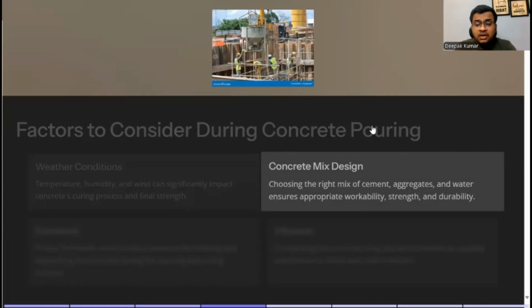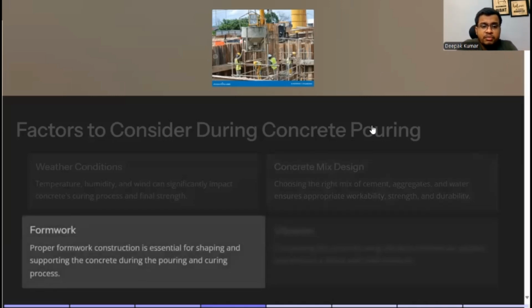Because if we have not checked these types of things during the pouring, the pouring will be disabled and the casting will not proceed. The structure will not be secure and will not have the strength. That's why these are the factors to consider during the concrete pouring.